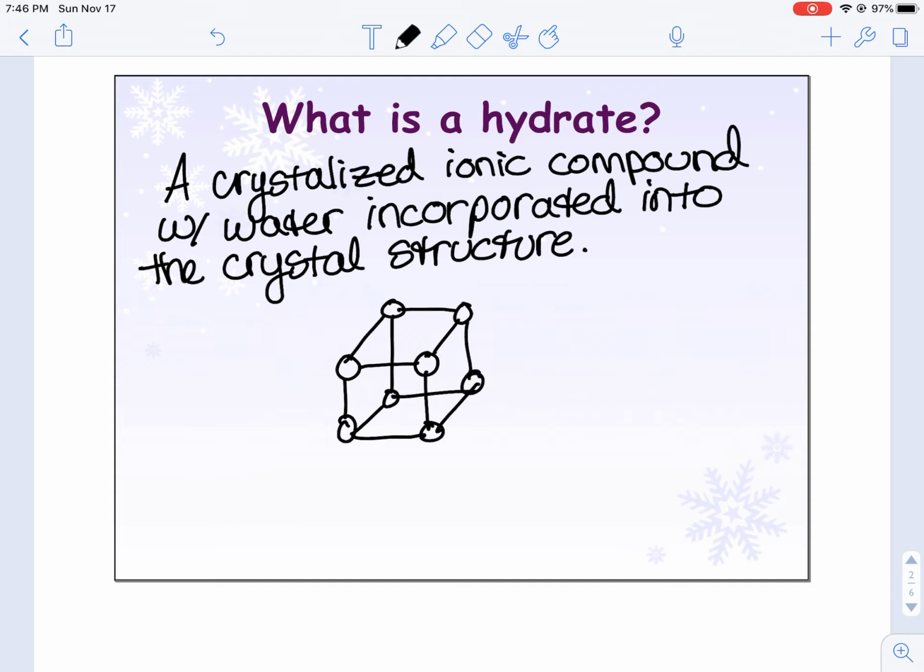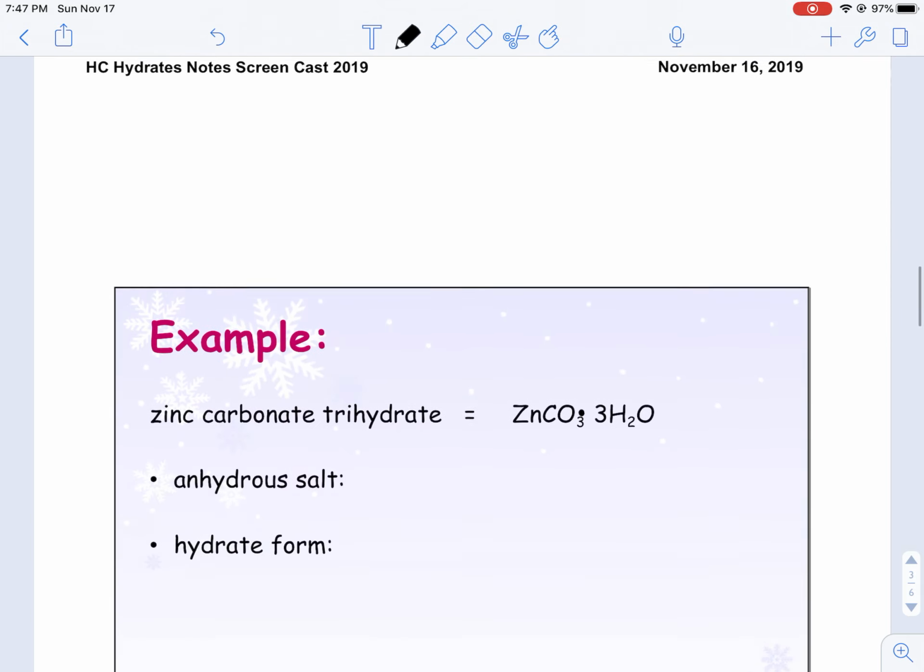So if each of these circles is an atom in the structure, then those water molecules in a hydrate get trapped inside the crystal structure. So it's not that the hydrate looks wet, it just looks like a solid powder or crystal, but that water gets incorporated into the structure, so it does change its mass and change its properties. And you can determine how many moles of water are incorporated per mole of ionic compound by doing a similar calculation to the empirical formula problems we did on Friday.